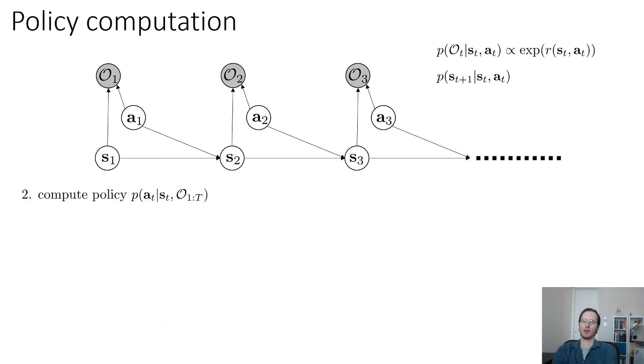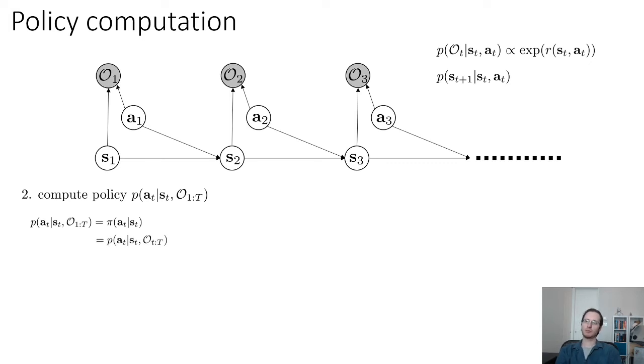All right, next let's talk about how we can recover the policy from the backward messages. So the policy is the probability of AT given ST and given that the entire trajectory is optimal. So this is basically our near optimal policy.